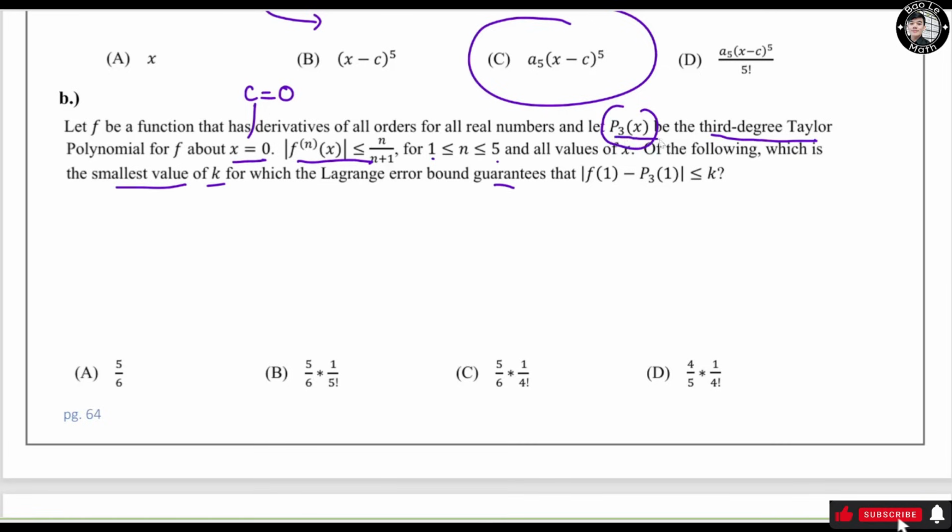P sub 3 of s is the 3rd degree Taylor polynomial approximation, right? So we have r sub 3 of s right here as the Lagrange Error Bound, right? And this guy must be less than or equal to k right here, right?